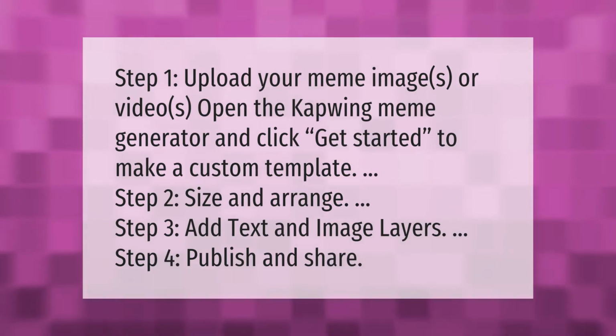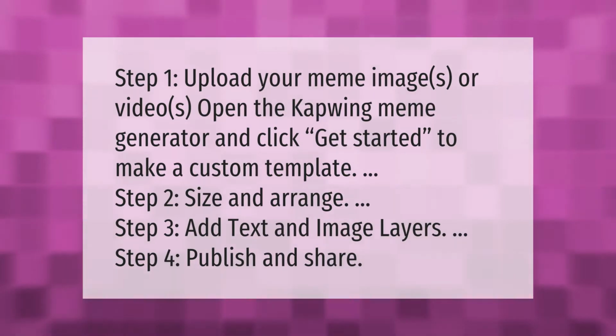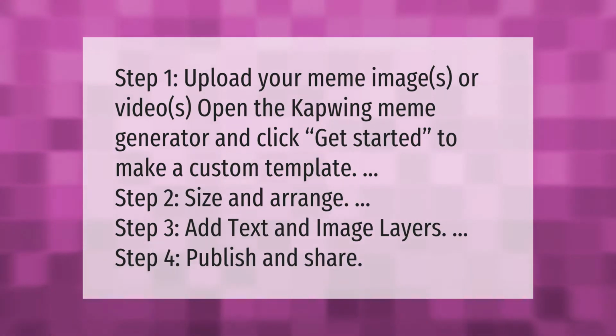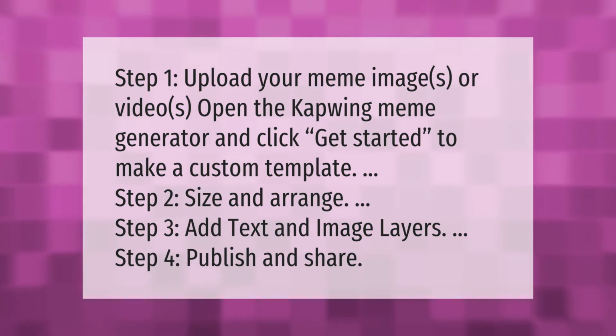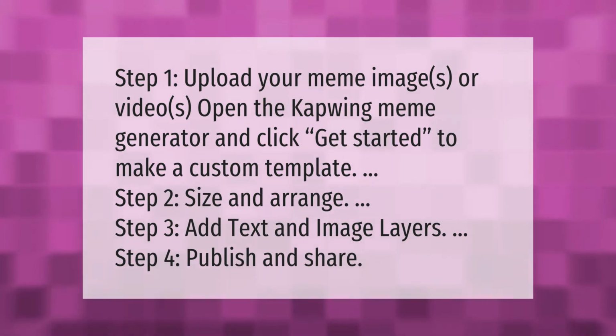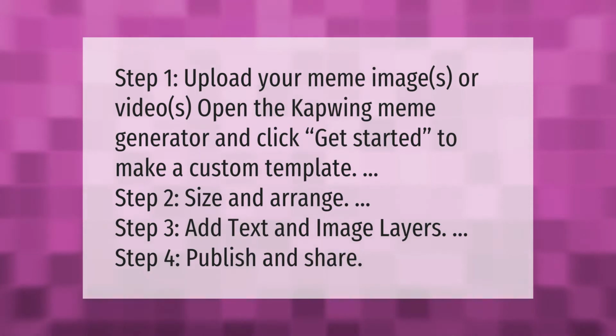Step 1. Upload your meme images or videos. Open the Capwing meme generator and click Get Started to make a custom template. Step 2. Size and arrange. Step 3. Add text and image layers. Step 4. Publish and share.